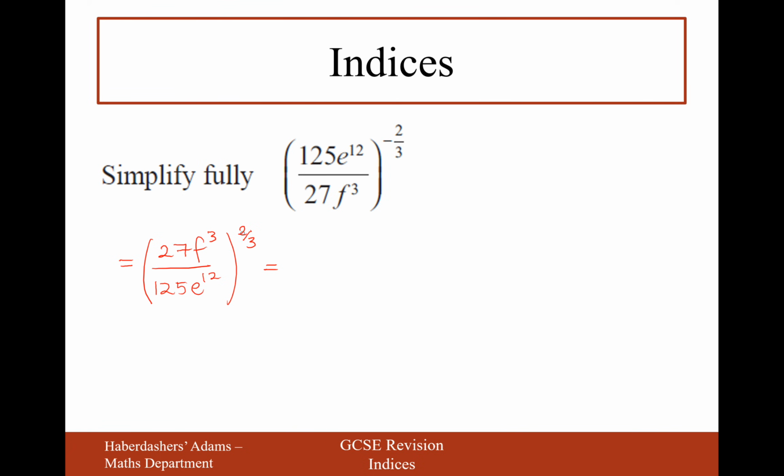27. First of all, we're going to do the cube root of 27, that's 3, and then we take that answer and square it, so that's going to be 9. For the next part, you multiply your indices together, so 3 times 2 thirds, that's f squared, over 125, that's a normal number, so we're going to cube root it first, that's 5, and then we're going to square it, so that's 25. And with the 12, you're going to multiply the indices together there, so that's going to make it e to the power of 8. And there we are, that's the final answer for this question here.